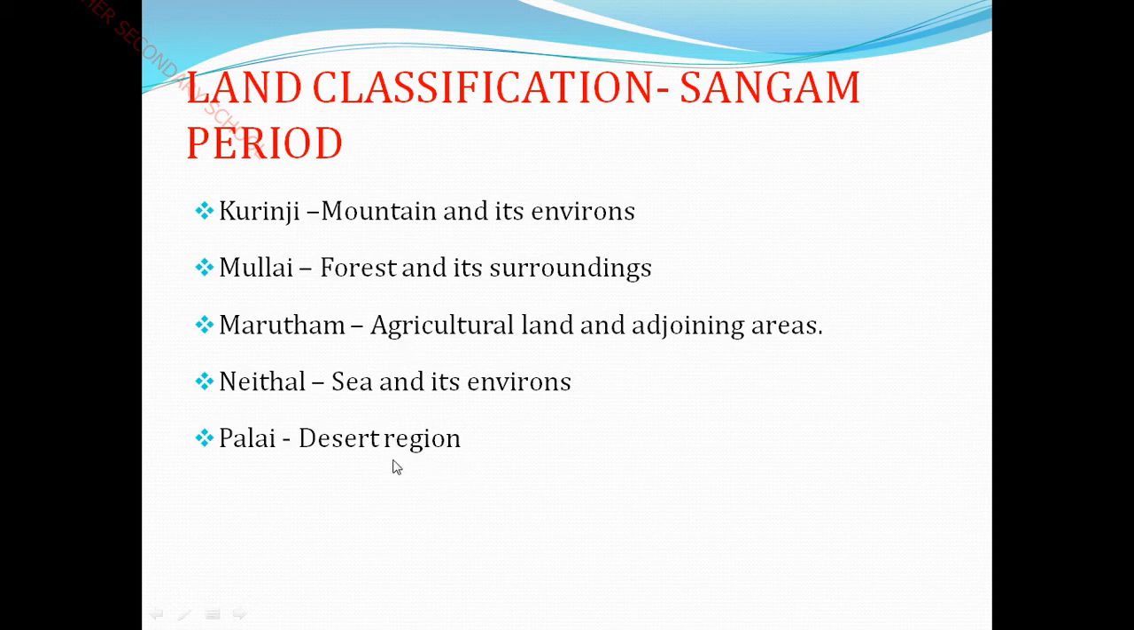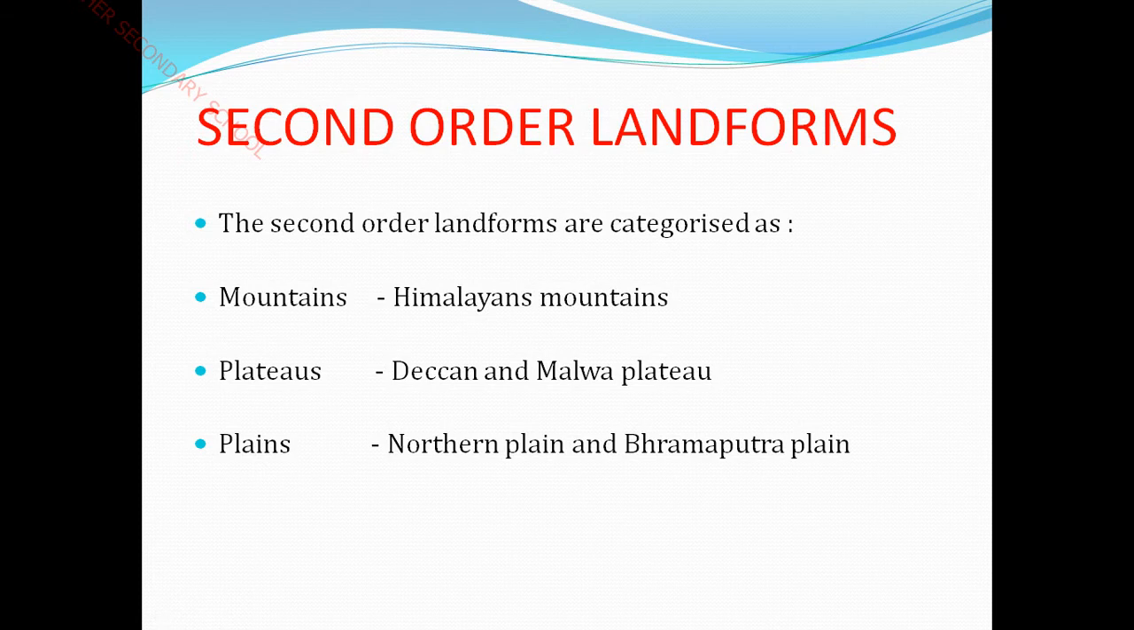Okay children, regarding this, all the desert and forest, we are going to see at the back side along with the examples. Okay children, yes, let me move to the next slide. Before that, I want to give a review about this. The land was classified into 5 types during the Sangam period. It is called Kurunji, Mullai, Marudam, Nedal and Palai. Okay children, yes. Let's see.